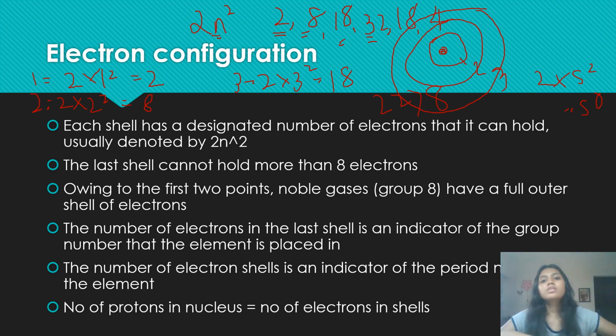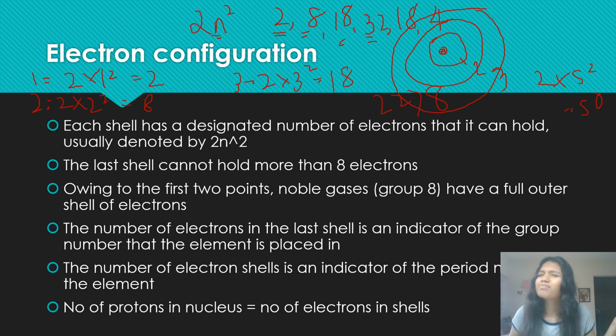Okay, so the last shell cannot hold more than 8 electrons. Okay, that's important. Now, why? Because there are 8 groups in the periodic table. Okay, groups are basically columns. Okay, vertical columns. There are 8 of them. Okay, and the last shell holds a certain number of electrons, correct? And the number of electrons held in the last shell indicates the group number, which is why there cannot be more than 8. It's very fascinating.